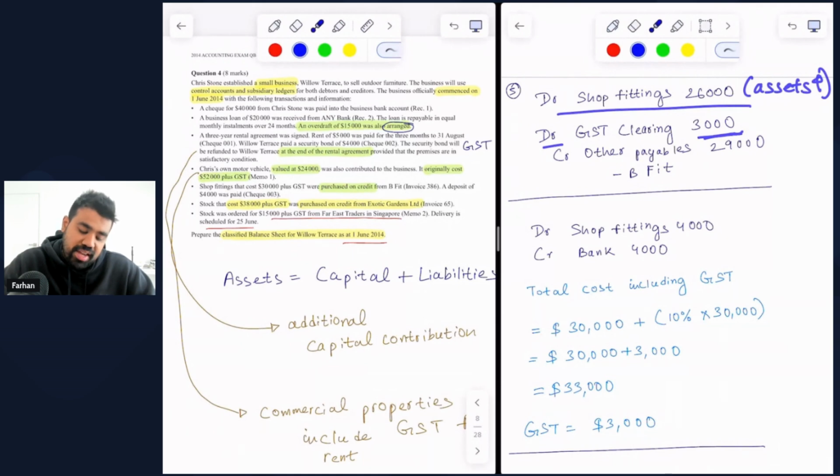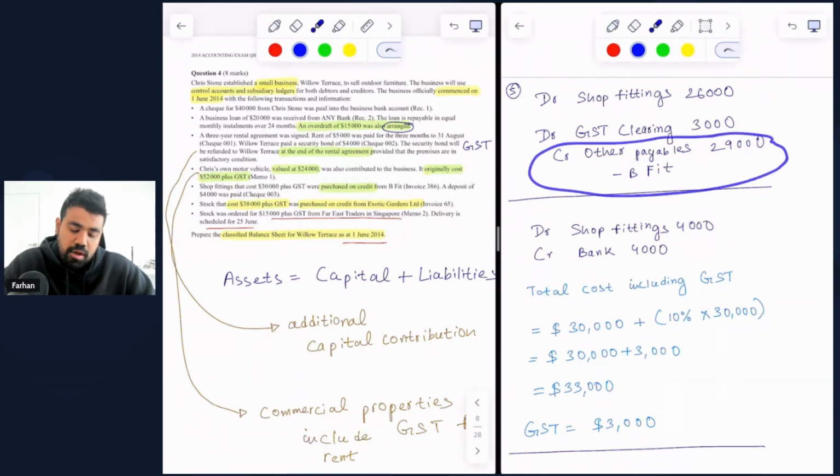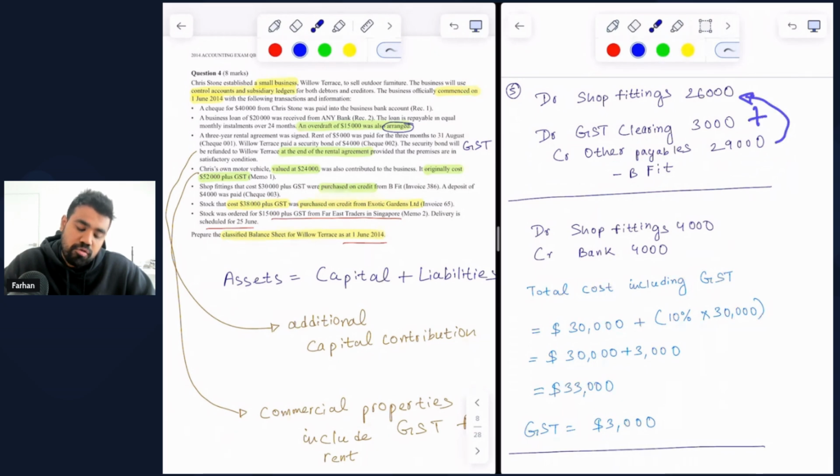And we are crediting other payables by $29,000 because this refers to an obligation for the business, which is a current liability. And that $29,000 is recorded in the current liability as other payables to BFIT, which reflects the amount owed on the shop fittings, and that is the cost of $26,000 plus an additional amount of $3,000 for GST. Okay? So just to simplify, the total cost including GST would have been $33,000.